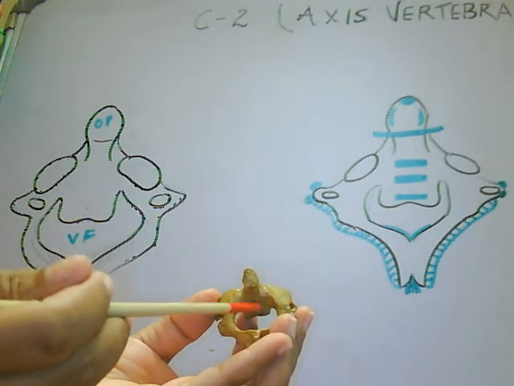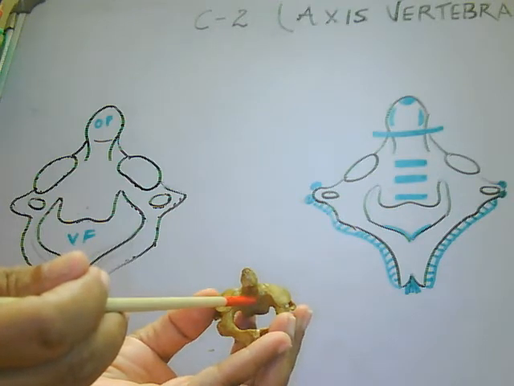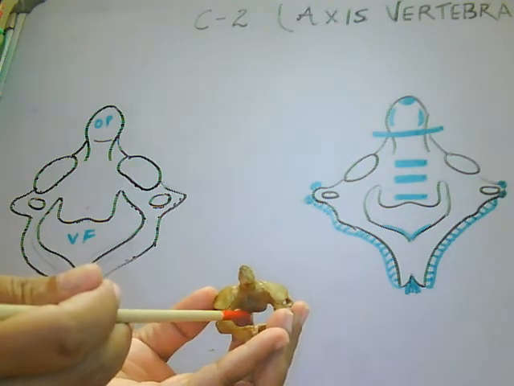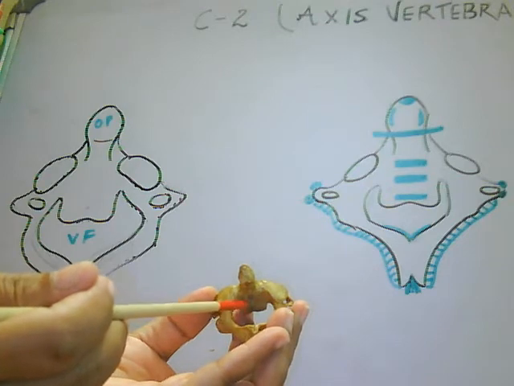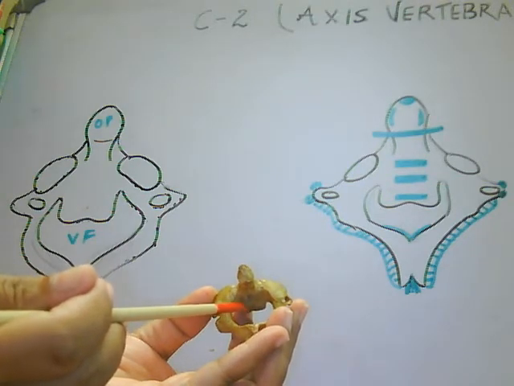So from superior to inferior, you will find attachment of the vertical limb of the cruciate ligament. Then we will find the attachment of the membrana tectoria, and more inferiorly, you will find attachment of another ligament that is known as the posterior longitudinal ligament.